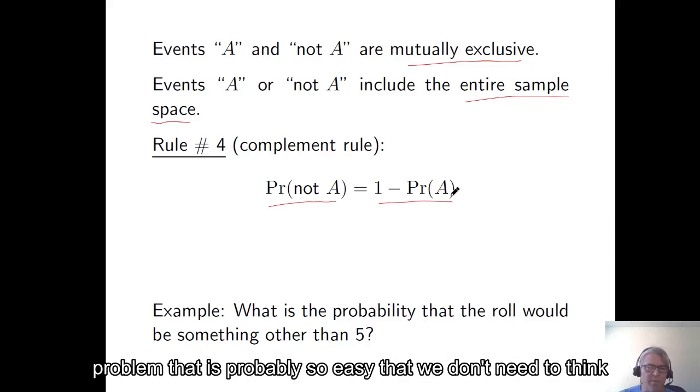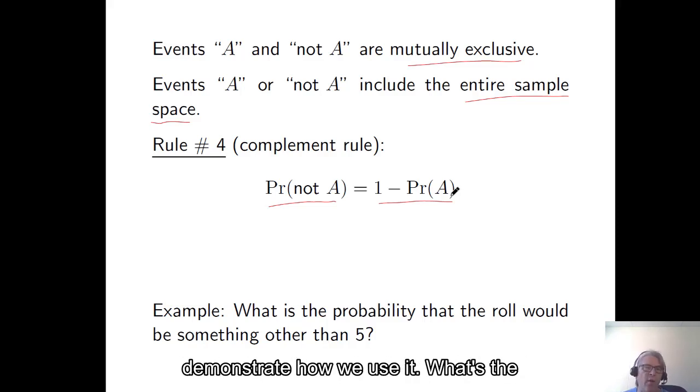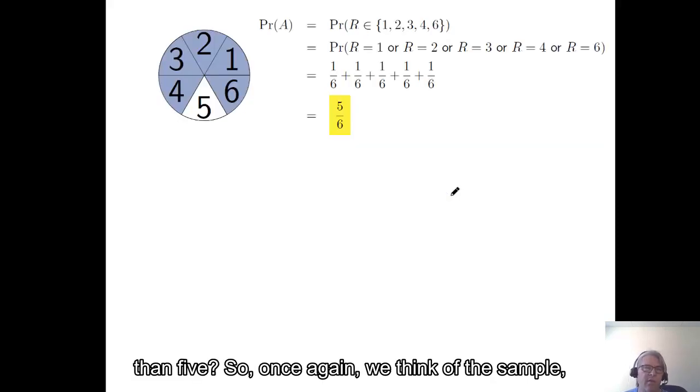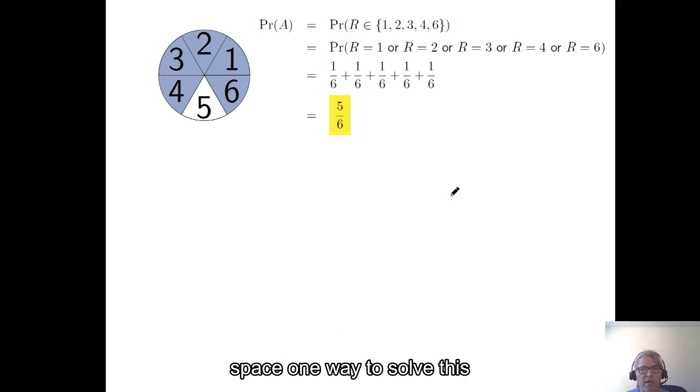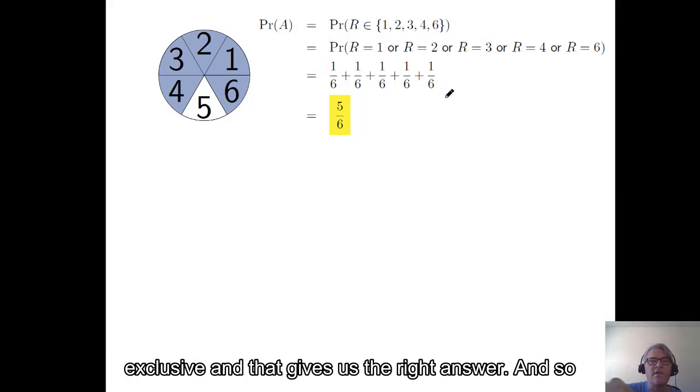Here's a problem that is probably so easy that we don't need to think about using this rule, but hopefully we'll demonstrate how we use it. What's the probability that a roll would be something other than 5? So once again, we think of the sample space. One way to solve this problem is to just think of all the rolls that are not 5, 1, 2, 3, 4, and 6. And so just add them up because those are all mutually exclusive, and that gives us the right answer.